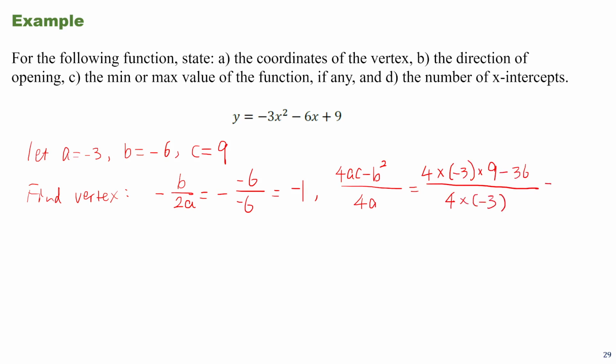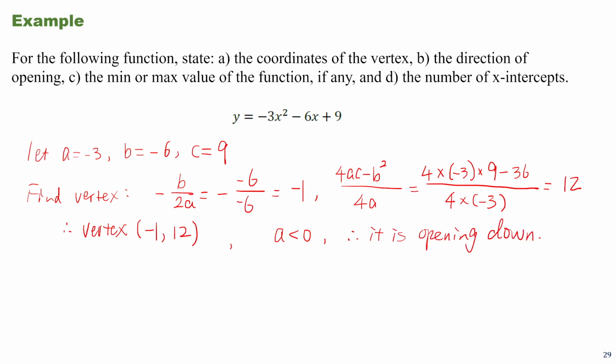And this gives us 9 plus 3, which is 12, right? Therefore, the coordinate of the vertex is (-1, 12). Direction of opening depends on the value of a, right? We know a is less than 0, so it is opening down.